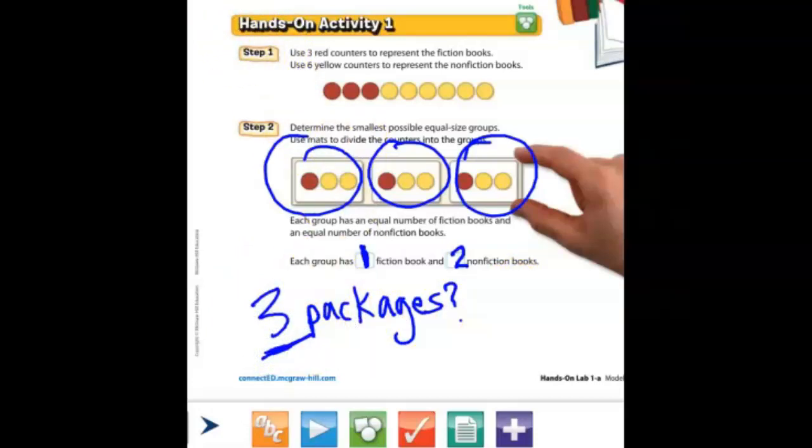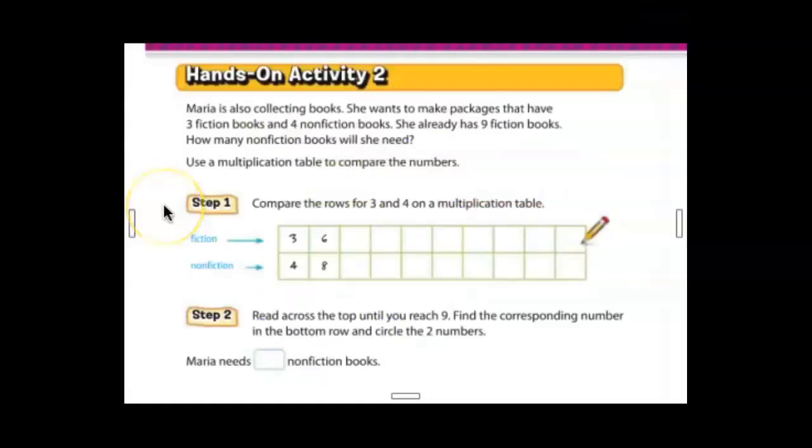Now, the next thing we're going to talk about real quickly is ratio tables, using tables to figure out ratio questions. Okay, for the second activity, we're still talking about books, and you'll notice before we read the word problem that they have created a table. This is called a ratio table. Now, we've made similar tables before to deal with fractions, so you could use the same tool for ratios.